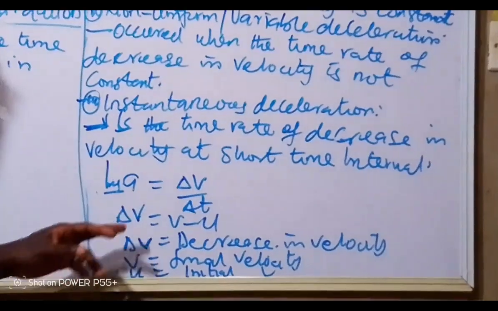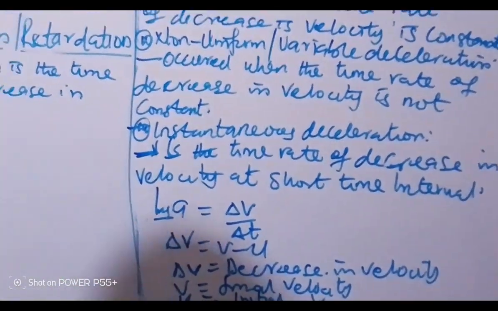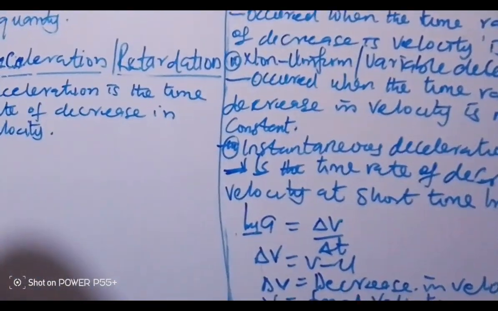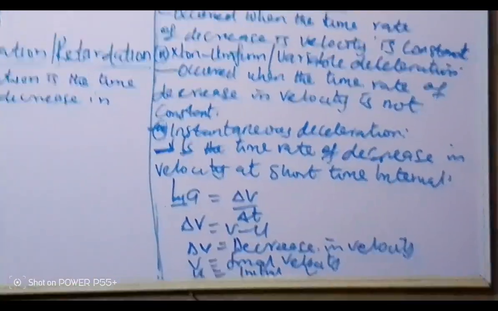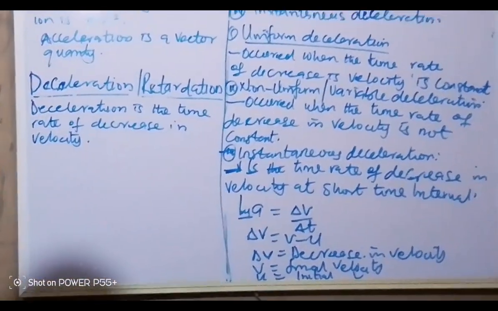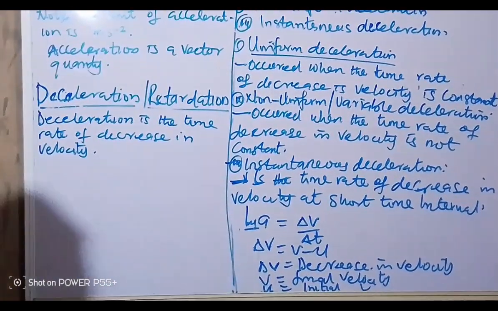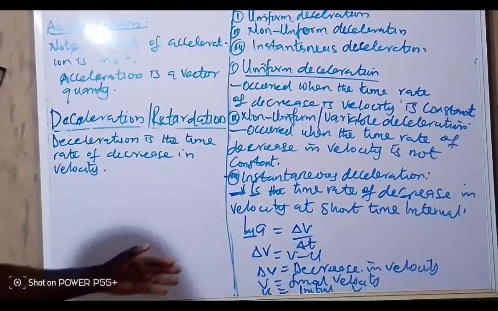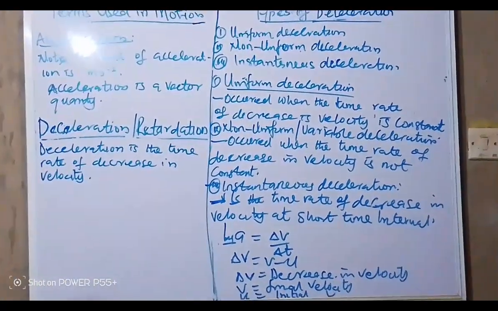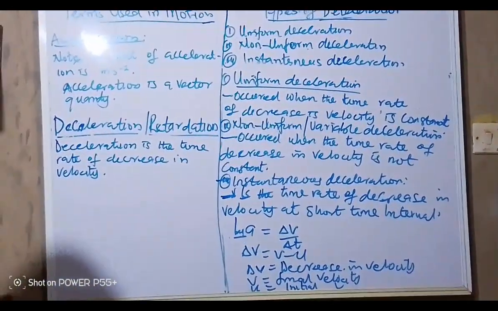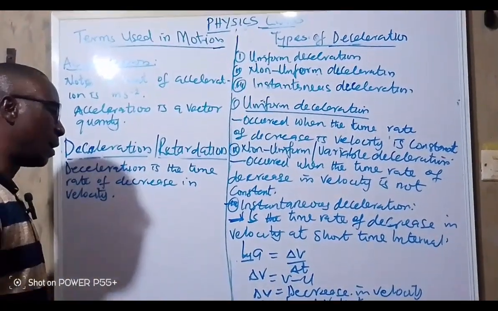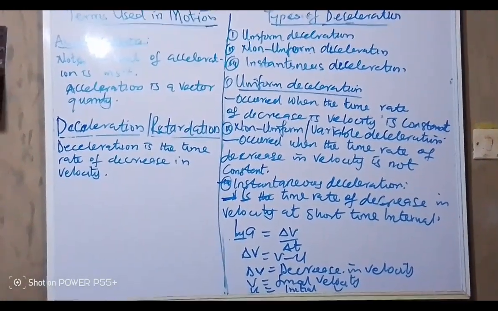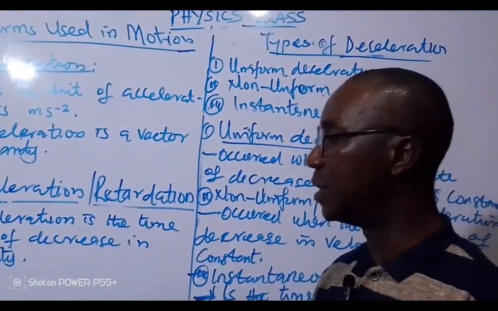Note, both the instantaneous acceleration and instantaneous deceleration, or in short, acceleration and deceleration, use the same symbol. As I said the other time, what differentiates between them is the value during the calculation. Acceleration will be positive, deceleration will be negative. They take the same unit. That's a similarity between them. Acceleration and deceleration take the same unit, and the unit is meter per second square.